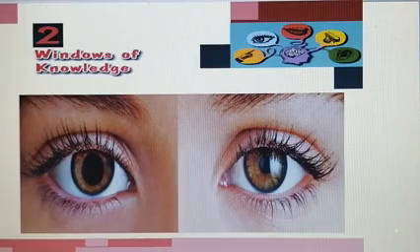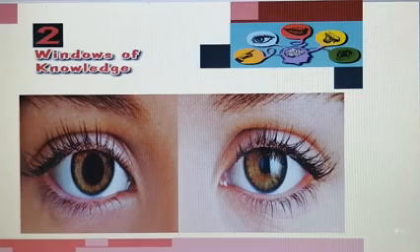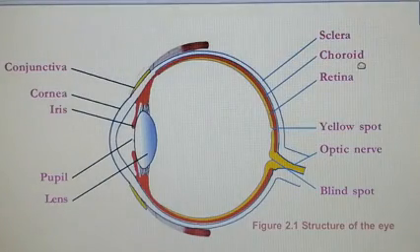Today we are discussing about the layers of the eye. In the previous class, we discussed two layers, sclera and choroid. Now we are discussing the third layer, retina. What is the peculiarity of retina? The inner layer of the eye is called retina.